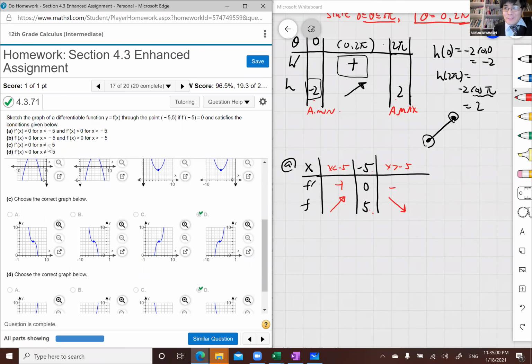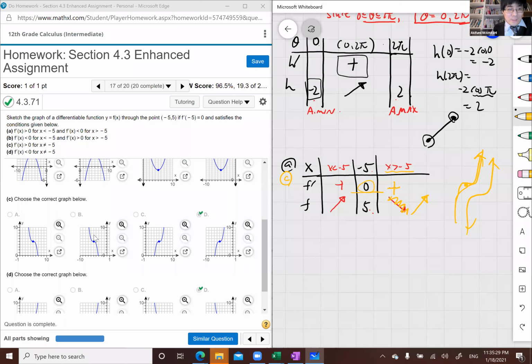So for part C, the only difference is here. If x is not equal to -5, the slope, f dash, is always positive. So this becomes positive, which means this is going to be increasing as well. So increasing, rest, increasing. So the graph looks like this. Increase, rest, increase. That kind of graph.